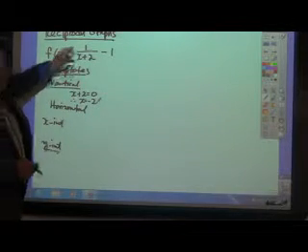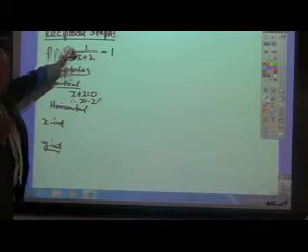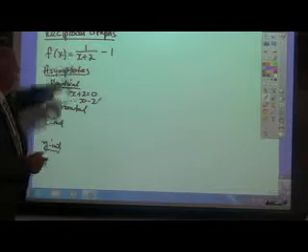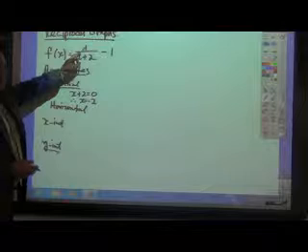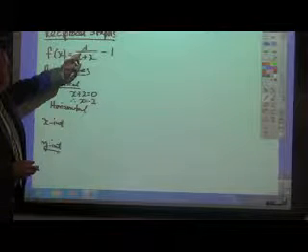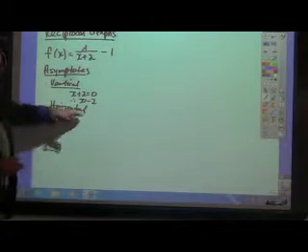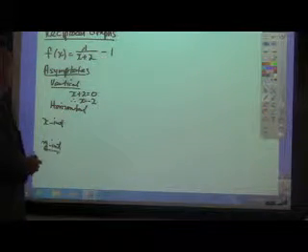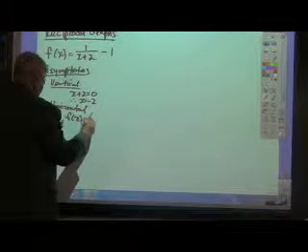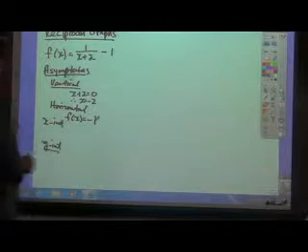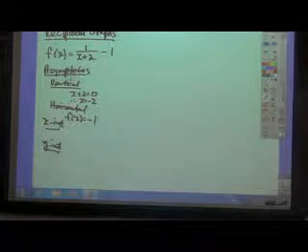The mind game we play here is what happens as x gets very, very large. And what happens when x gets very large is that this rational part here is approaching 0, isn't it? 1 over an extremely large number is approaching 0. But then from 0 we want to subtract 1. So there will be a horizontal asymptote at f of x equals negative 1. Okay?